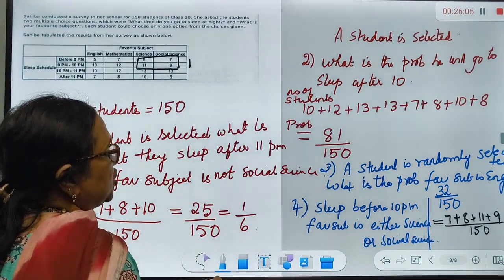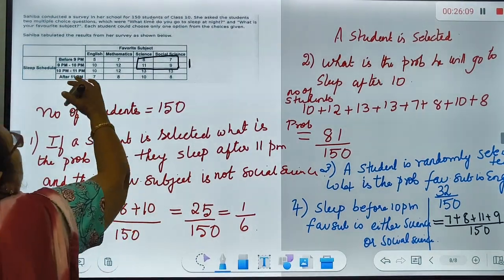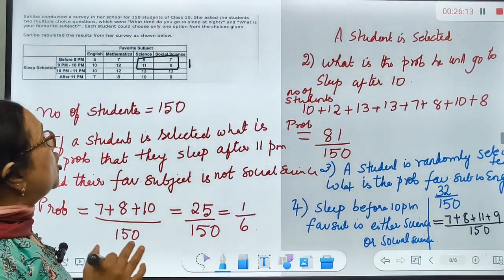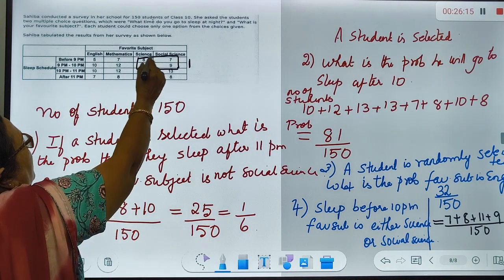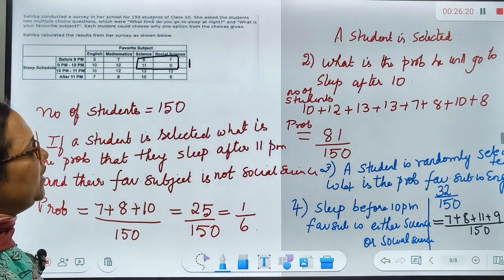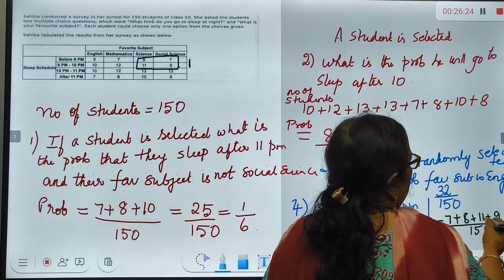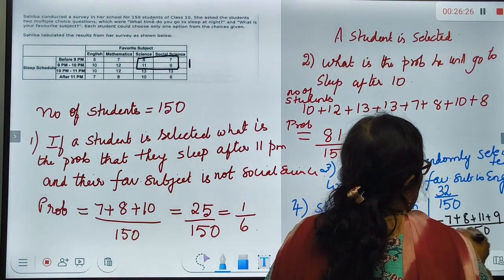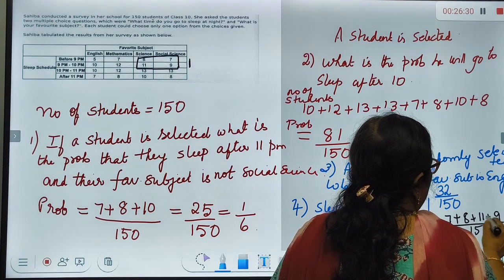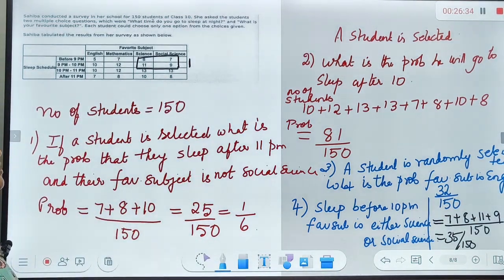So what is given? You should ensure that the student sleeps before 10 p.m., so the last two rows are not included. And the favorite subject is science or social science. So only that you have to include. So 8 plus 7, 15. 15 plus 11, 26, 35. So 35 out of 150 is the probability.